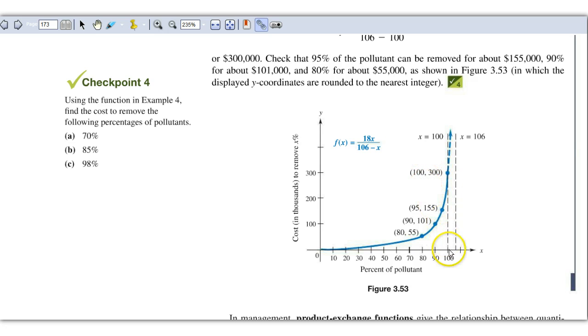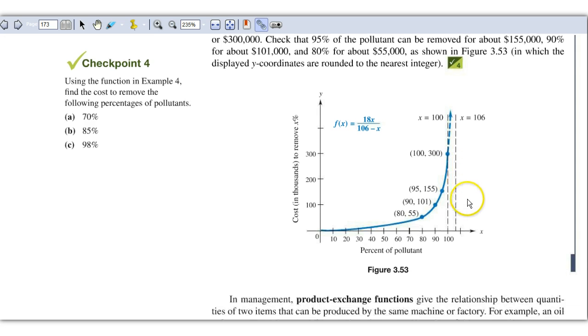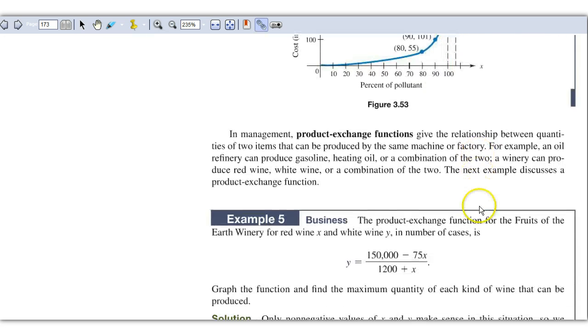So to get 100% of it removed would be $300,000 at 100%. Okay, so they're not asking us to actually draw these, but to be able to interpret the result if this is the rational function, and then what would be the cost of removing that pollutant. Okay, let's go on.